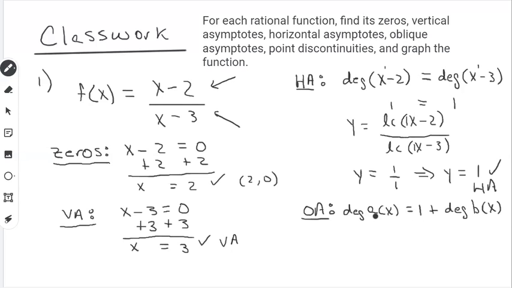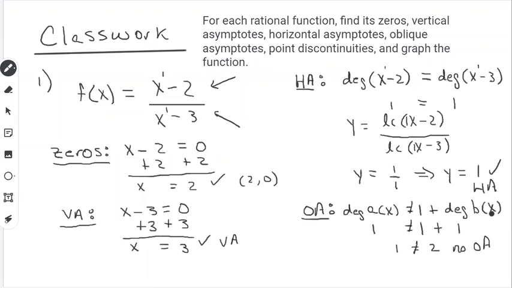Now, since the top has a highest exponent of 1, we know that the degree of the top is going to be 1. And we know that the degree of the bottom is going to be 1. So I have a 1 over here. 1 equals 1 plus 1, which means 1 equals 2. Obviously, 1 cannot be equal to 2, right? So I put not equal to. So there is no oblique asymptote that's going to occur.